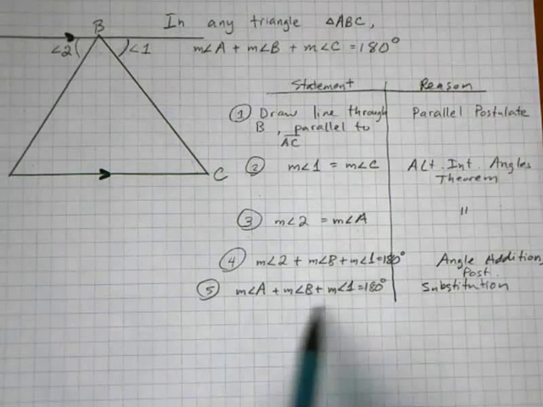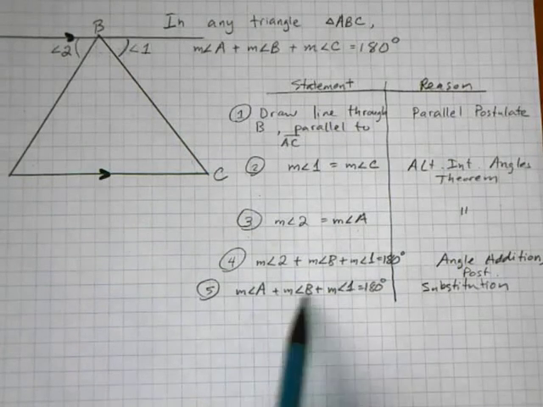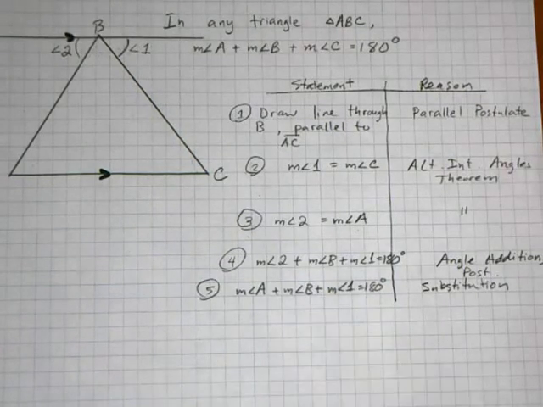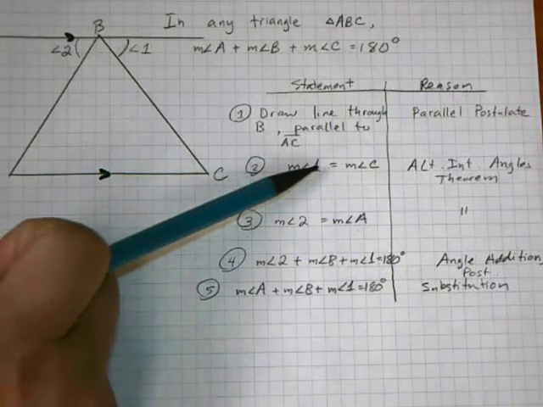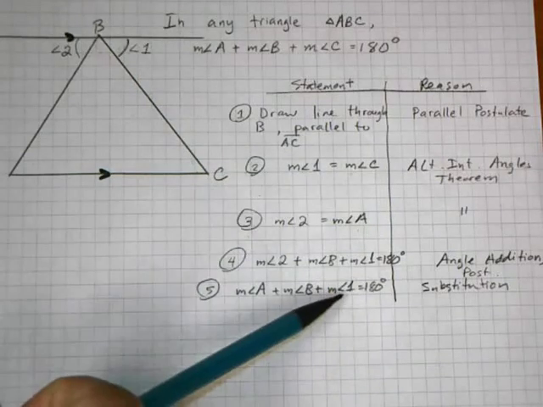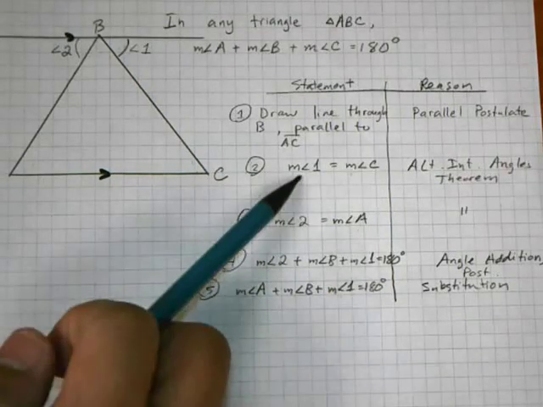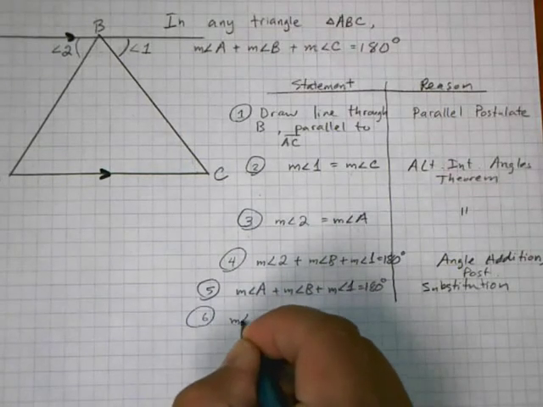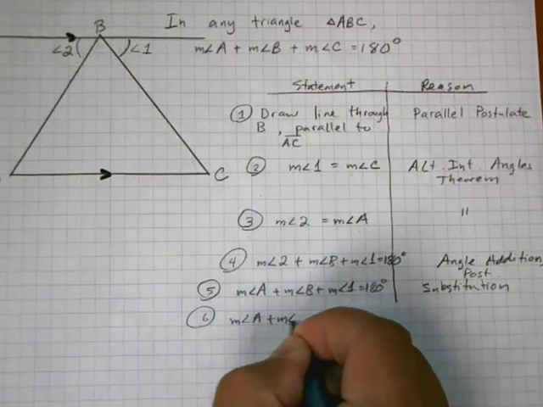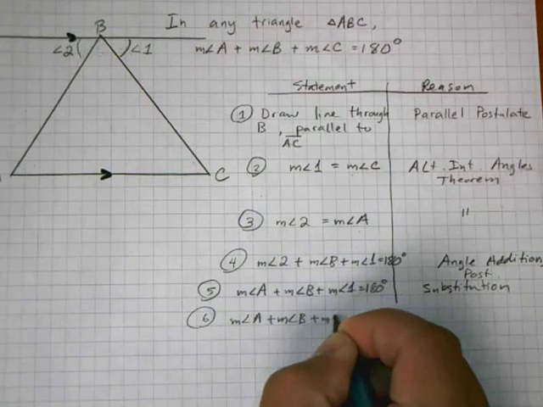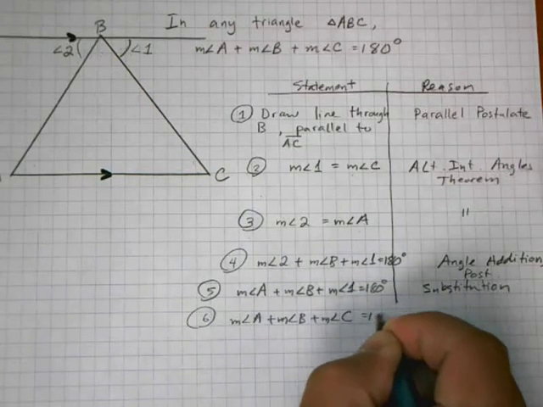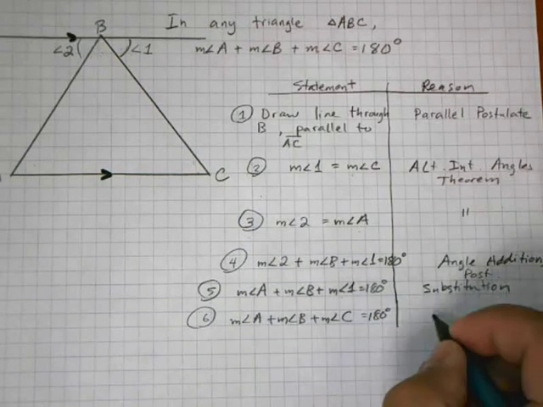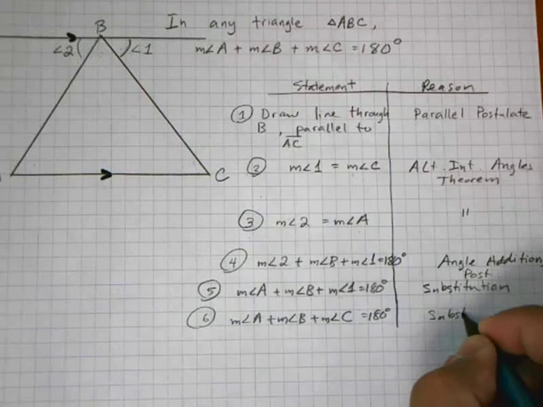So we almost have the statement that we're looking for here. I have A plus B plus 1 equals 180. In the last step, I'm going to take angle C and substitute it in for 1. I'm allowed to do that because 1 and C are equal to each other. So I can say the measure of angle A plus the measure of angle B plus the measure of angle C equals 180 degrees. And this is substitution as well.